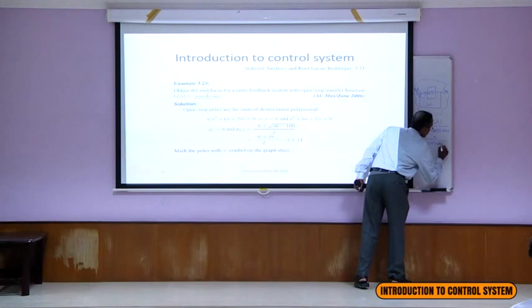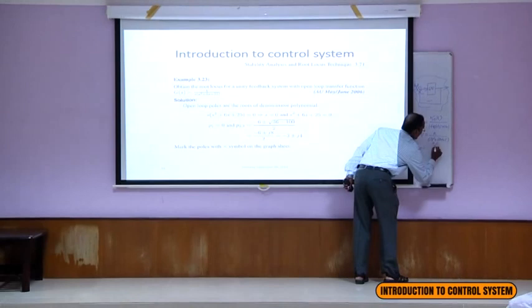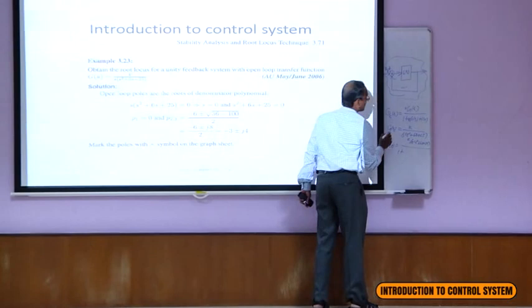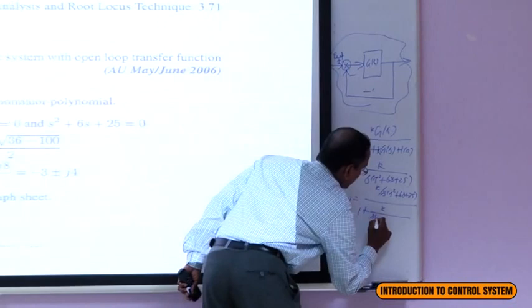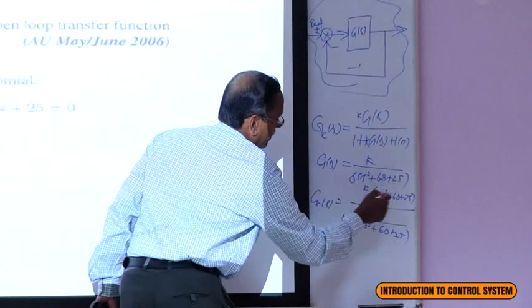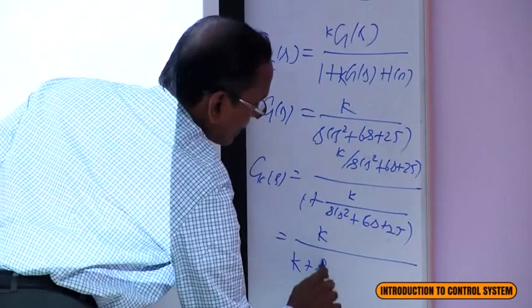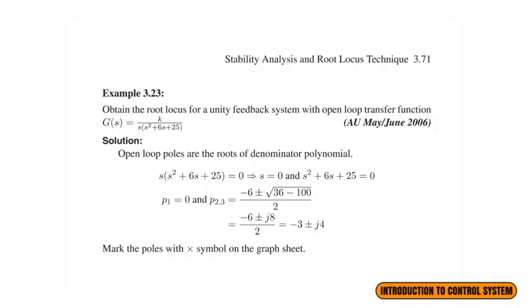But GC of S equals K divided by S multiplied by S square plus 6S plus 25, whole divided by 1 plus this, H equal to 1. That's why I am writing 1 plus K divided by S multiplied by S square plus 6S plus 25. If you take LCM, finally it becomes K divided by K plus S multiplied by S square plus 6S plus 25. In the closed loop system, the denominator becomes K plus this. Therefore roots are modified. That's why if the open loop system is stable, there is no guarantee that the closed loop system is stable.